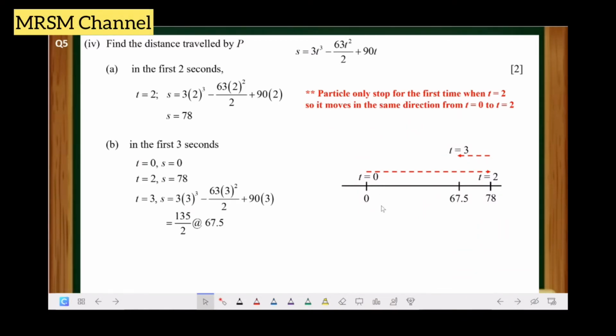Okay, so how do we find the total distance? Total distance travel is this one is 78 and then plus dengan ini je jarak dia. Okay, so 78 minus 67.5. Okay, so this is the distance from T equal to 2 until T equal 3. Therefore, the total distance is 177/2 or 88.5.